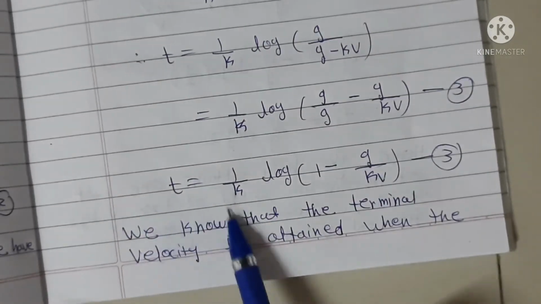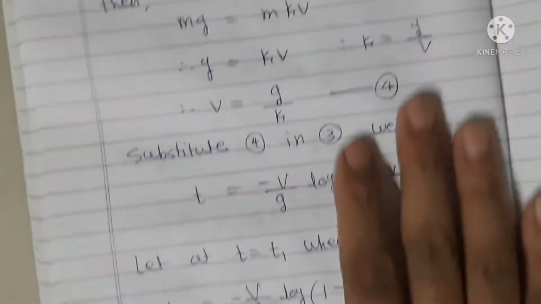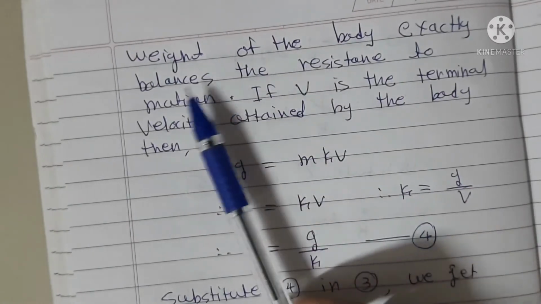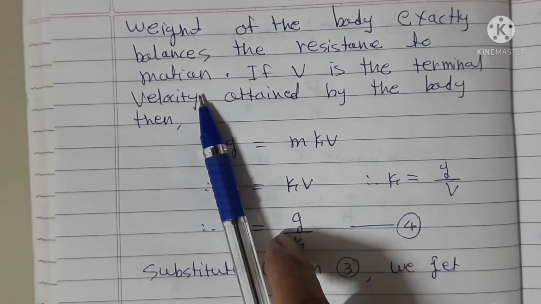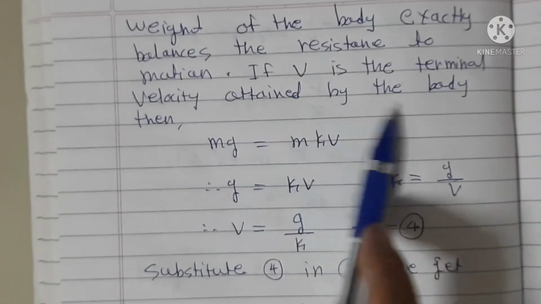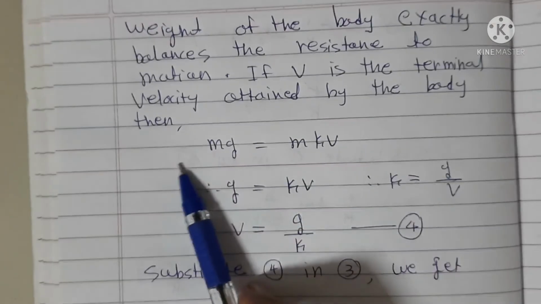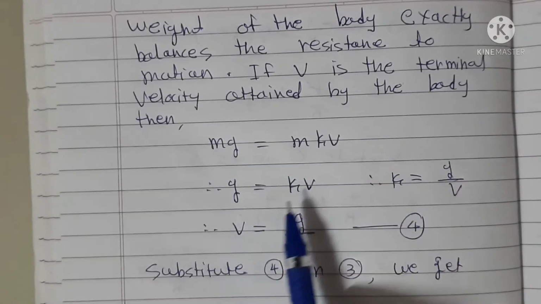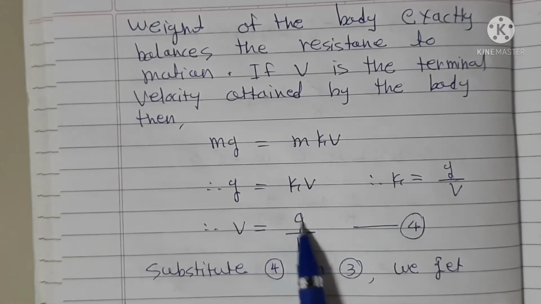We know that the terminal velocity is attained when the weight of the body exactly balances the resistance to motion. Weight of body is equal to the resistance of that motion. If V is the terminal velocity obtained by the body, then mg is equal to mkV. Now m gets cancelled, therefore g is equal to kV. Therefore k is equal to g upon V, or V is equal to g upon k.